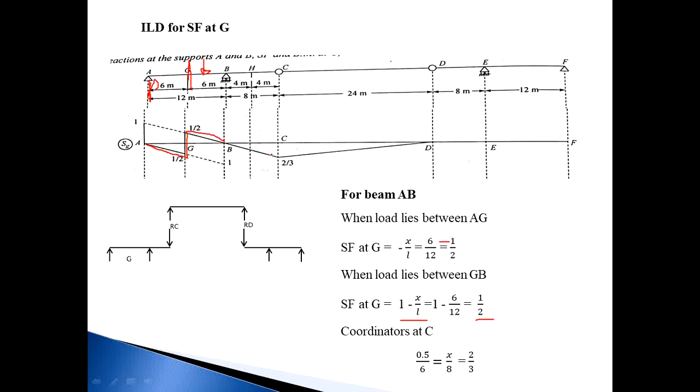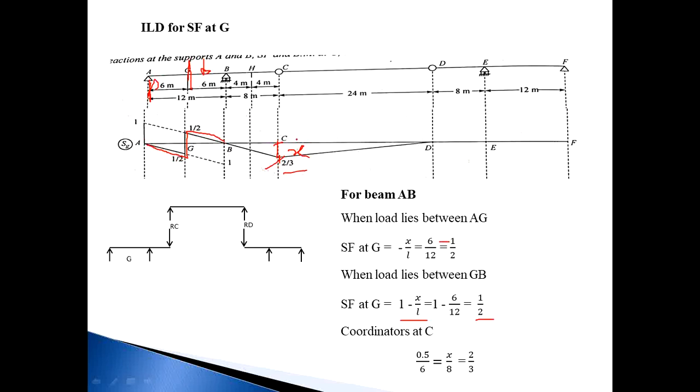Next, I want to calculate the coordinate at point C. So use similar triangle properties once again. The height of the triangle is 1 by 2, that is 0.5, and the base of the triangle is 6, so 0.5 divided by 6. This is considered as X. This is the height X and the span is 8. So simplify this equation, you get X is equal to 2 by 3. This is the coordinate, X is equal to 2 by 3.